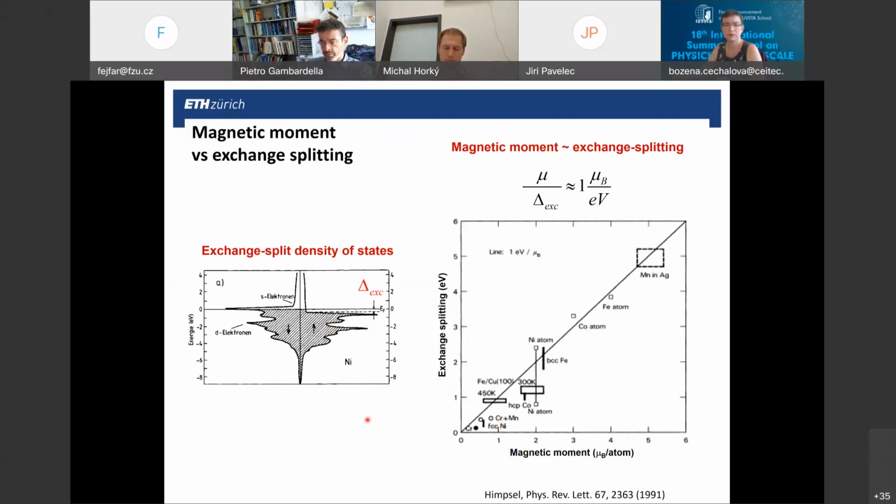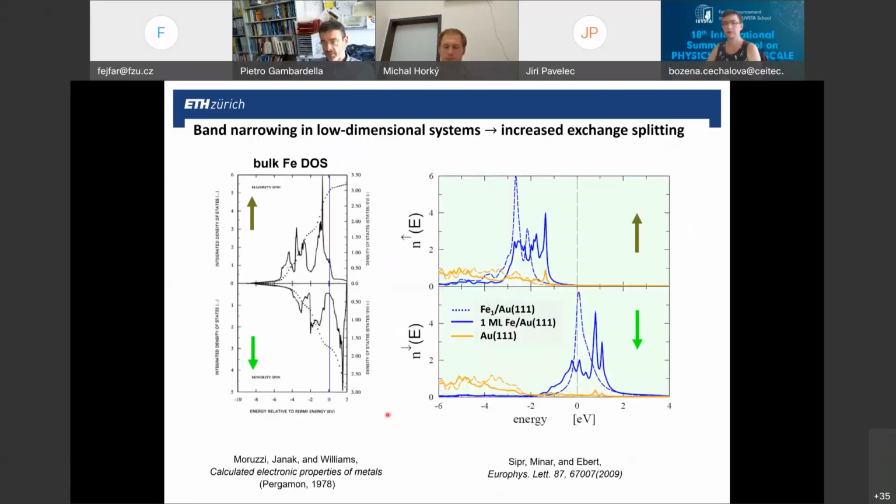So we expect that whenever we modify the density of states, then we will also modify the magnetic moment. And this is in fact the case because as we go from a bulk system, here you see the bulk density of states of iron calculated by ab initio methods. You see that this density of states, which is essentially due to the d bands, extends over let's say several electron volts, about 5-6 electron volts for iron.